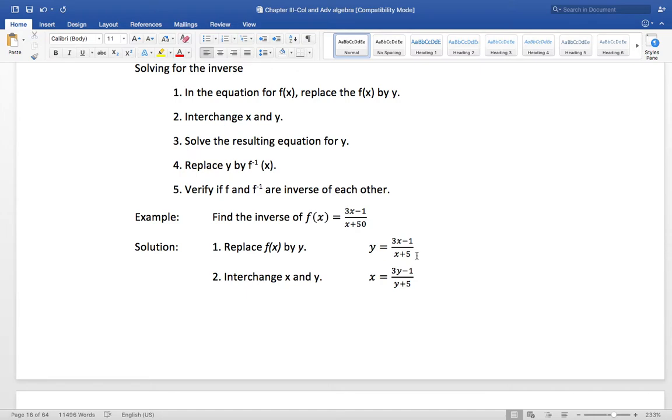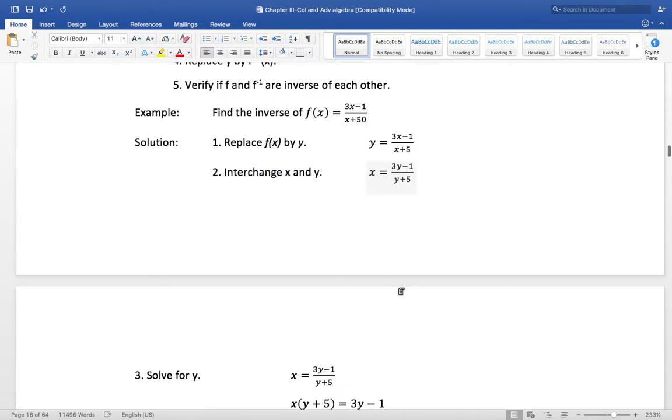And then we're going to interchange only x and y. In other words, replace all y's with x, replace all x's with y. So y here will be replaced by x, and x here will be replaced by y, and x here will be replaced by y. After doing that, we are going to solve for y.